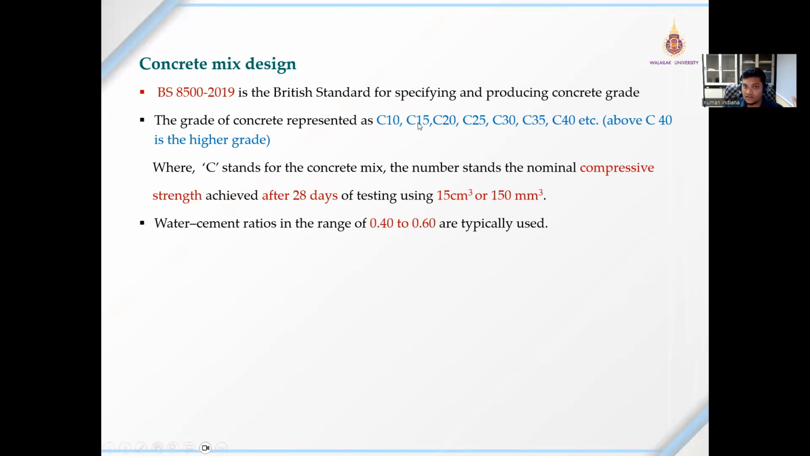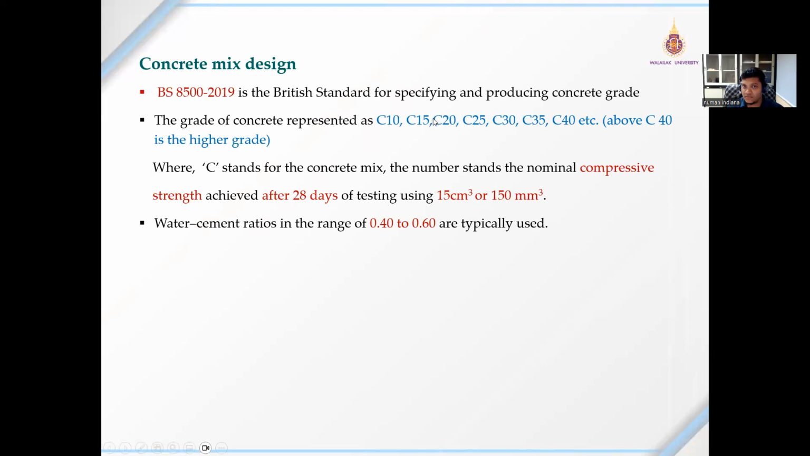Similarly, the different grades are there. C15 means 15 MPa, C20 means 20 MPa. Basically, in construction, they will use this as a very basic grade to construct residential buildings. So they will use 20 to 25 MPa as a basic. Then the higher grades depend on the engineer's choice.